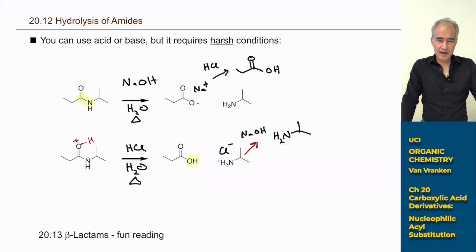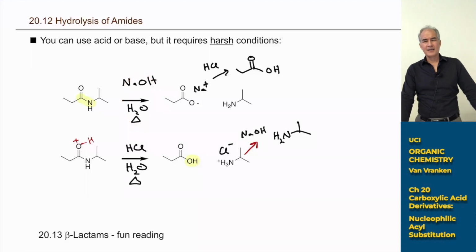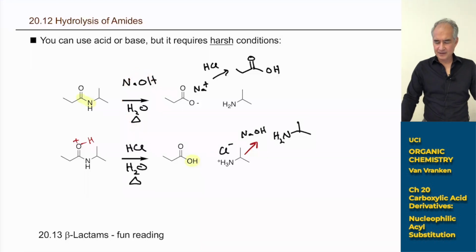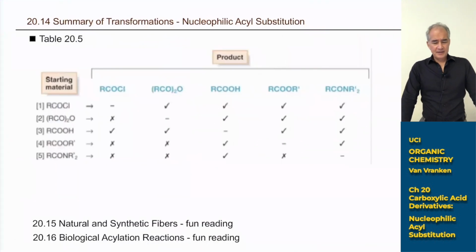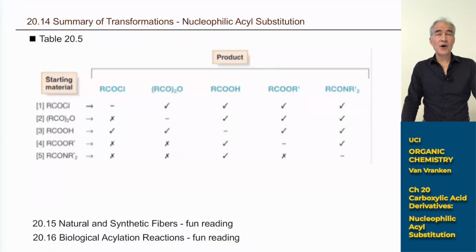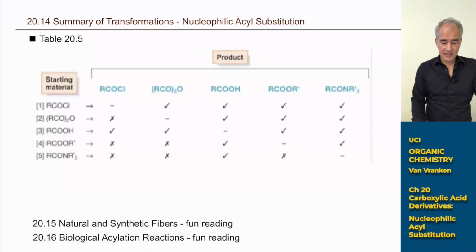But I'm not going to ask you about that for my tests. I mean, if I asked you how to use these chemical conditions in a cyclic lactam, I expect you to know what the products would look like, but I won't ask you about beta-lactam antibiotics, but it's good reading. All right, the chapter finishes up by giving you a summary table of all the transformations that you need to know for our next exam, for exam 2.